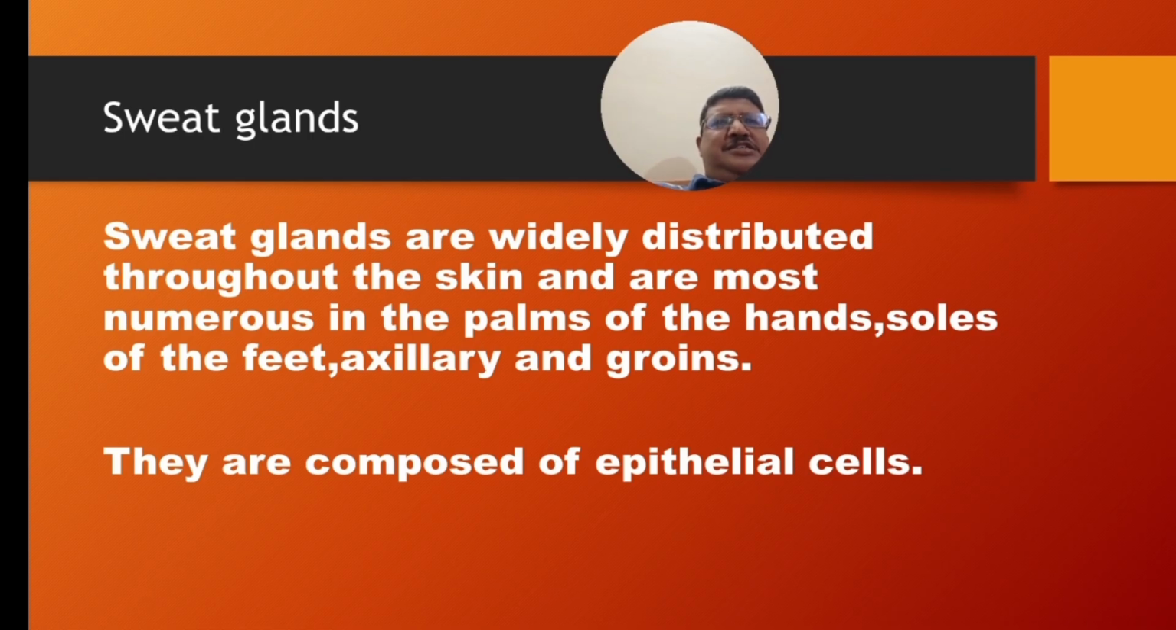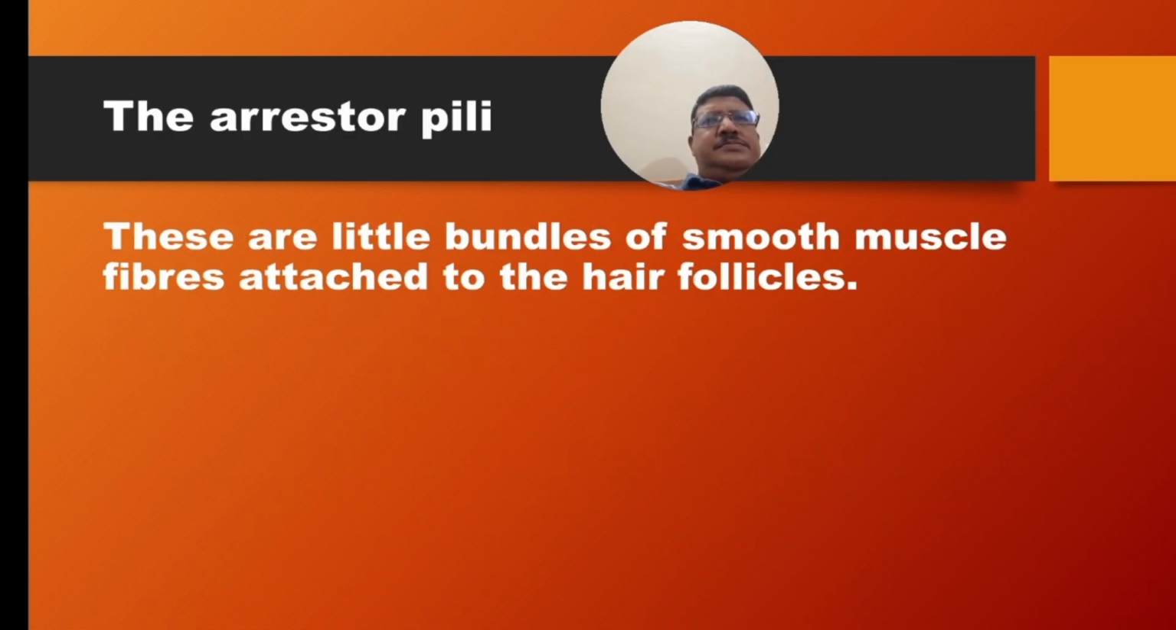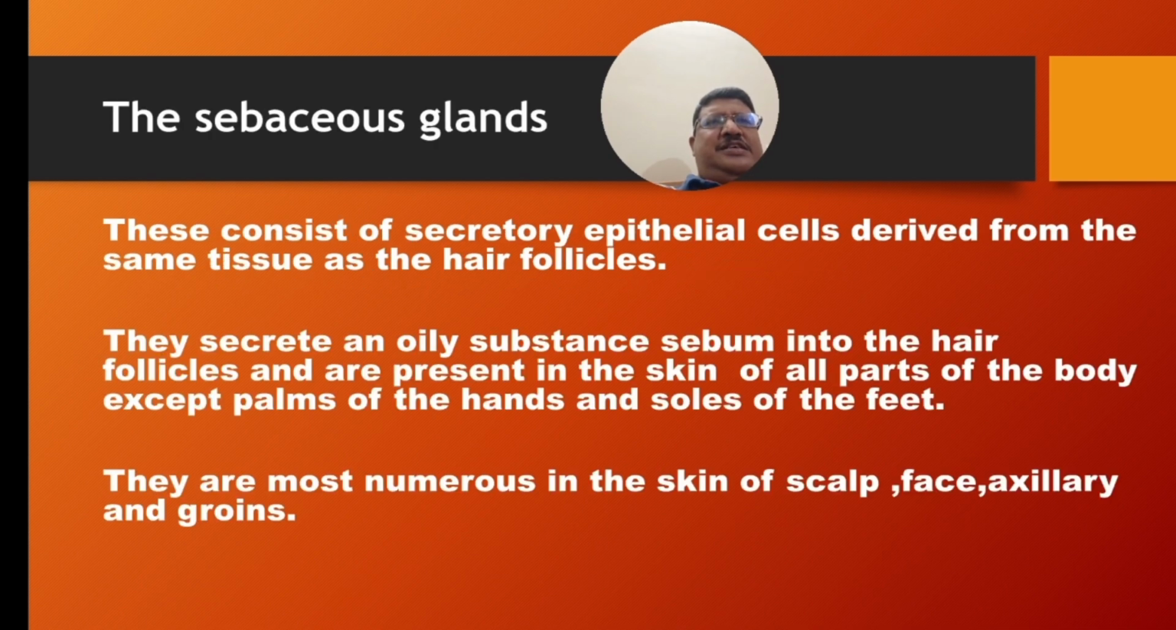Sweat glands. Sweat glands are widely distributed throughout the skin and are most numerous in the palms of the hand, soles of the feet, axillary and groin. They are composed of epithelial cells. The arrector pili are little bundles of smooth muscle fibers attached to the hair follicle.